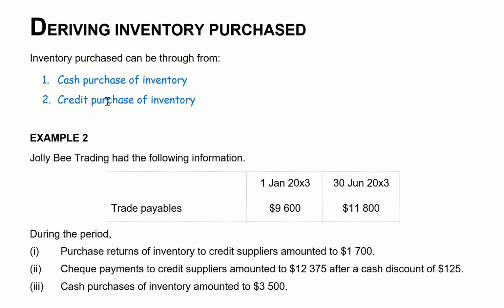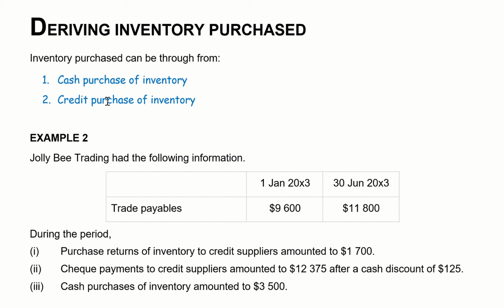Hello everyone. In the previous part, you have derived sales revenue from the trade receivables control account. Now, you will be learning how to derive the inventory. And you can derive your inventory from two methods.